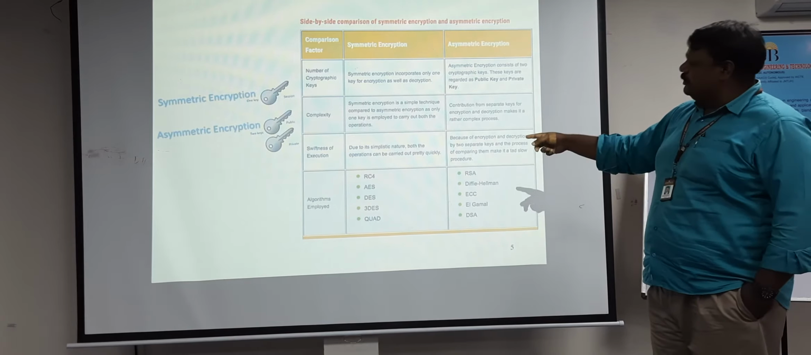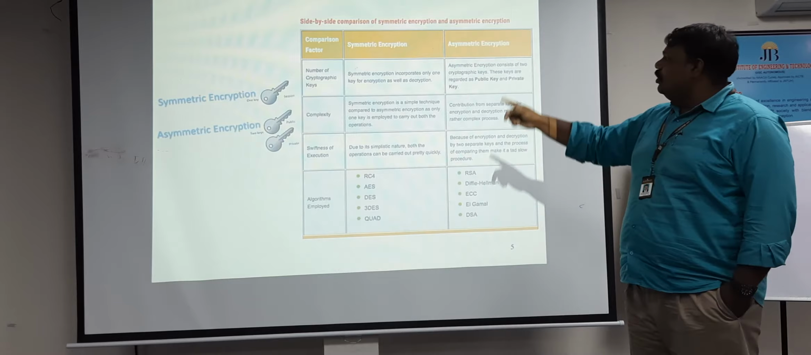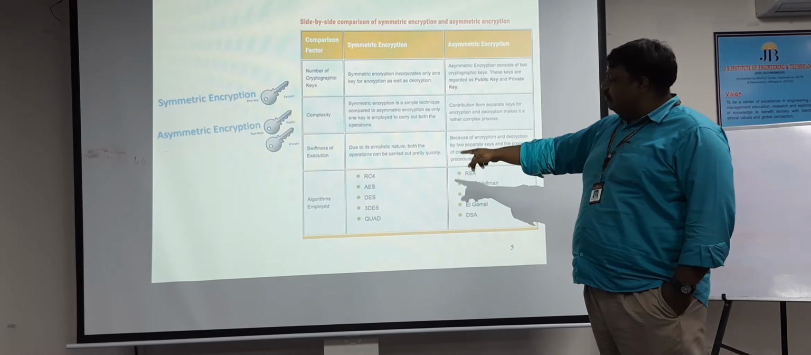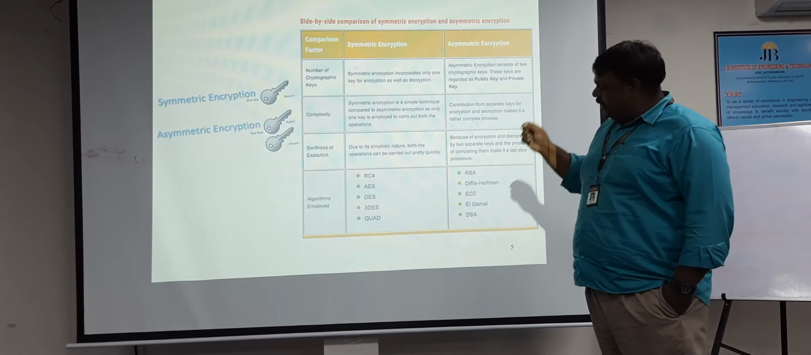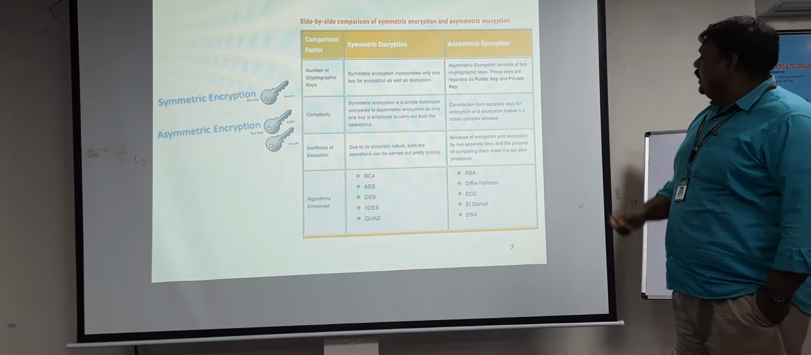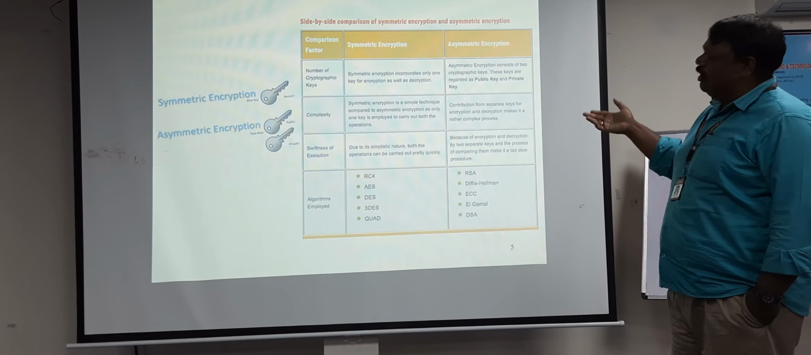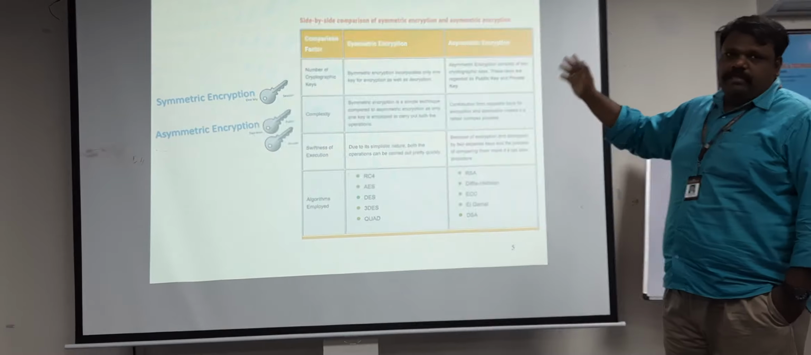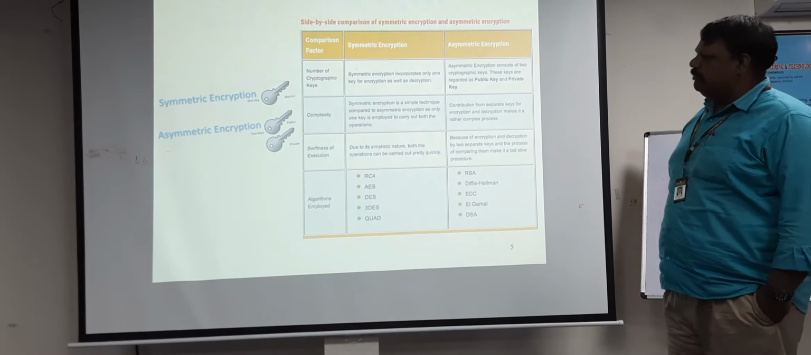The algorithms related to the symmetric method are RC4, AES, that is Advanced Encryption Standard, then DES, Data Encryption Standard, then Triple DES. And for the asymmetric method, RSA, Diffie-Hellman, then ECC, ElGamal, all those kinds of things are involved here. This is the actual comparison between the symmetric and asymmetric encryption methods.